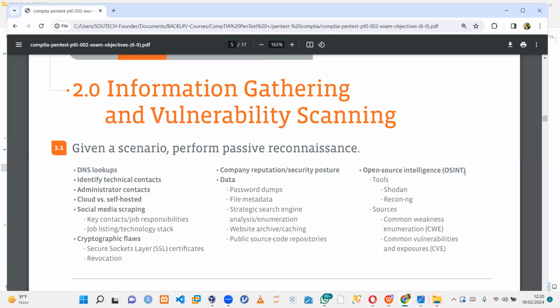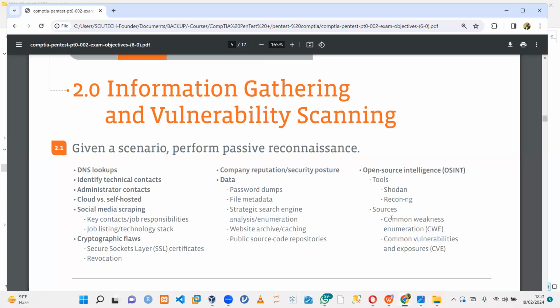And of course, OSINT comes in handy here, because in OSINT, we're talking about open source intelligence gathering. We have quite a lot of other ways to gather information, like HUMINT, space intelligence. But here, when we say open source, we're talking about information readily available all over the internet, right? So some of the tools that can be used there are Shodan and Recon-ng.